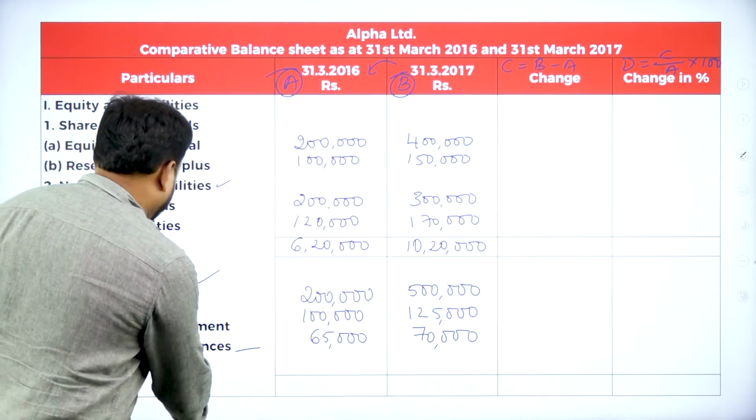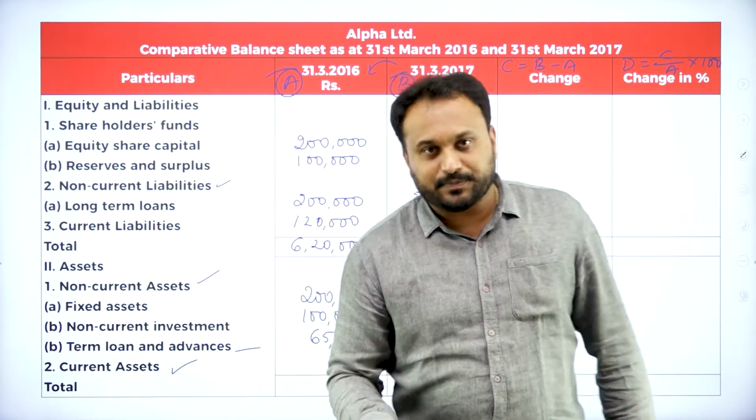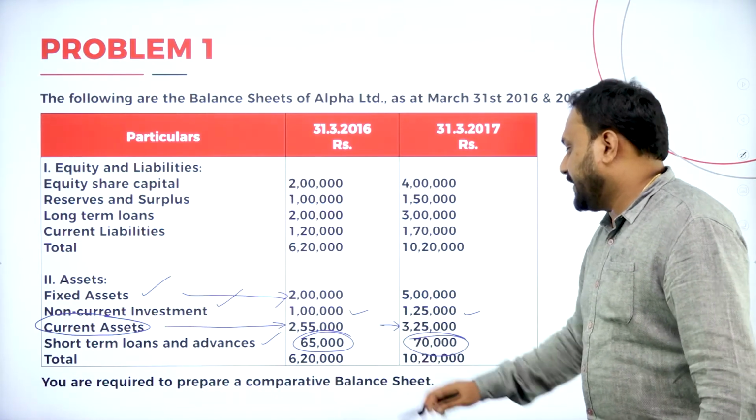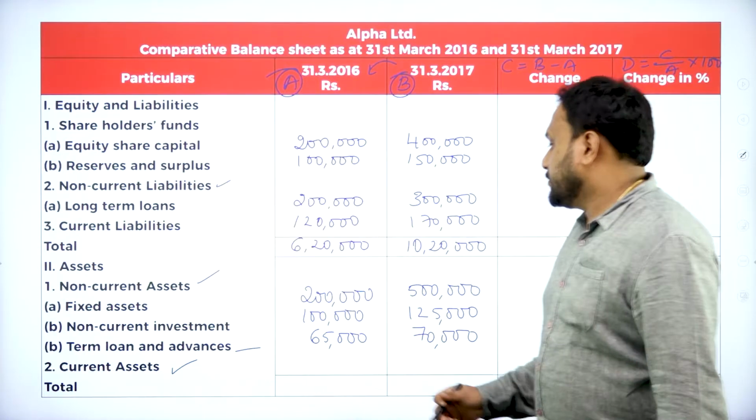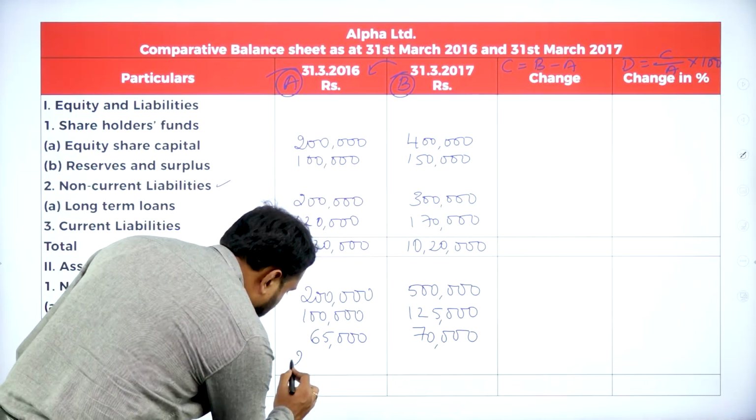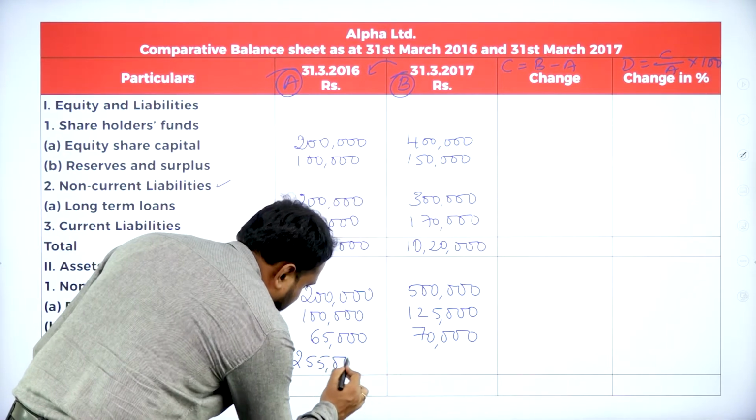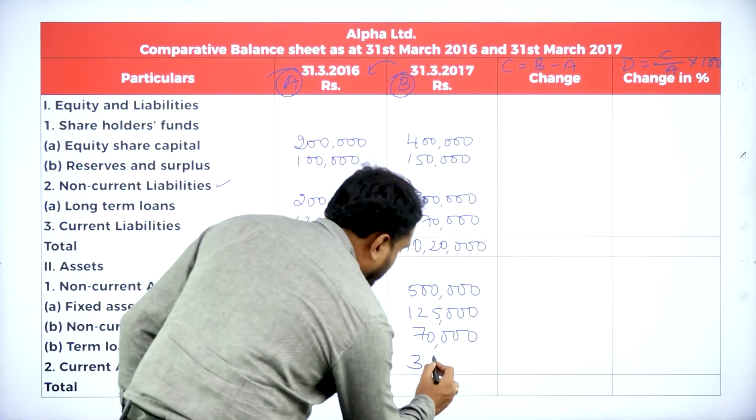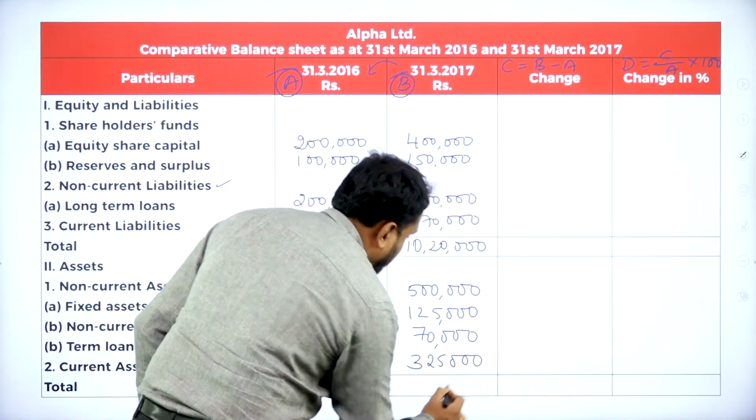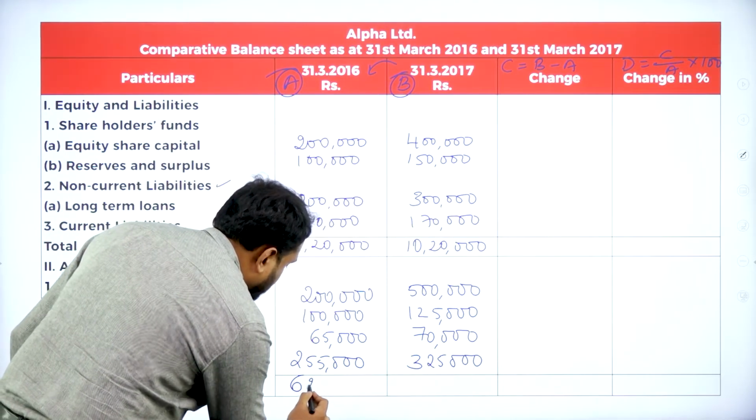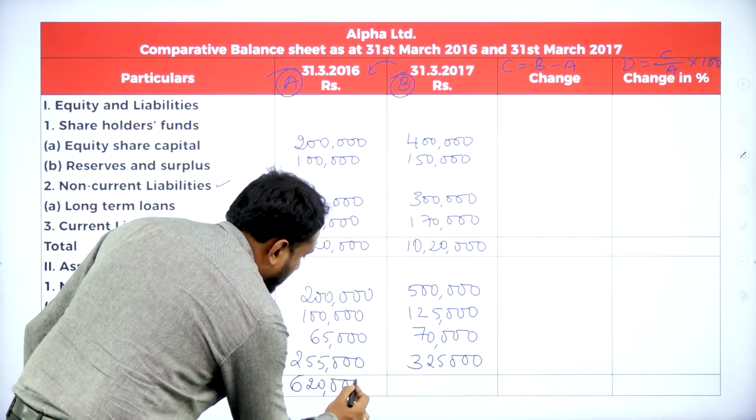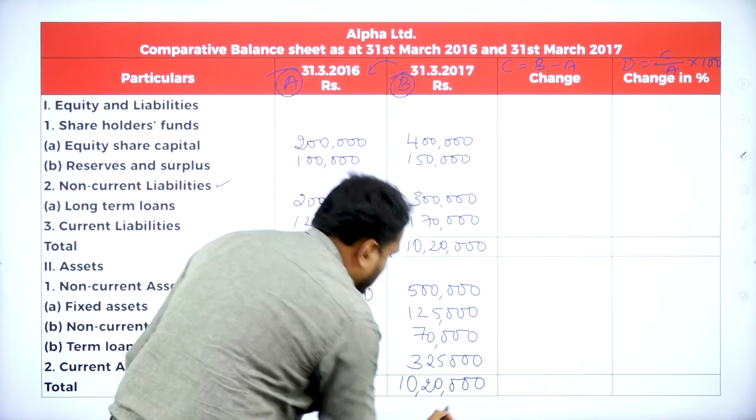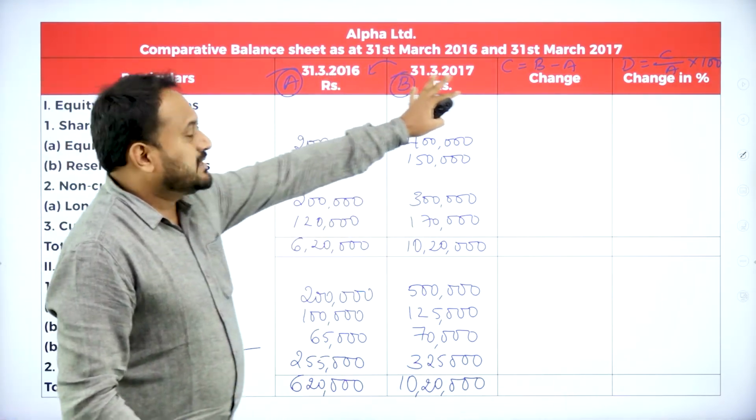And the last one is what? Current assets. They have only given it. Current assets are how much? 2,55,000 and 3,25,000. So 255 and 325. So we'll write here 255, and here 3,25,000. If you calculate again, it is 6,20,000. And then again, if you calculate this, it is 10,20,000. Done. So 16 and 17 we are done.